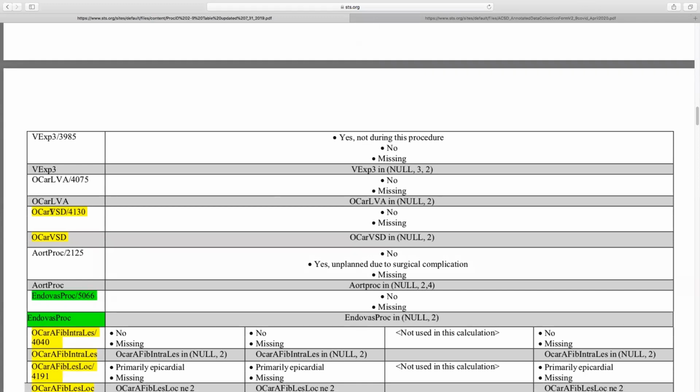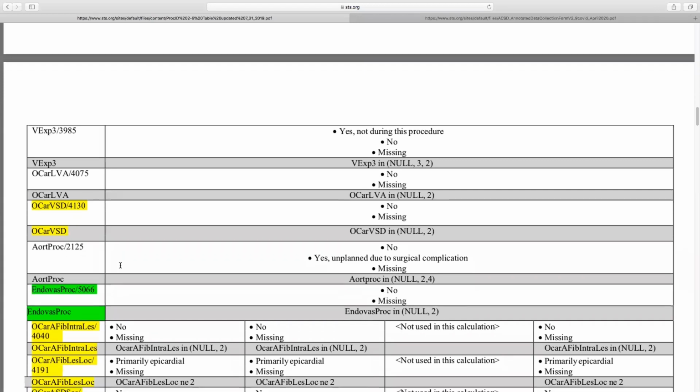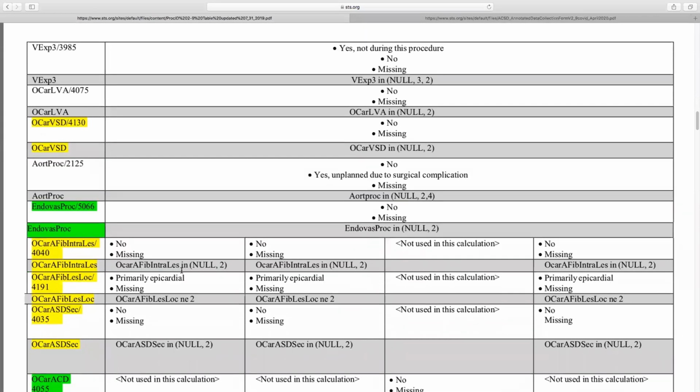Same thing with other cardiac VSDs and then aortic proc. So you did an AVR and you did an aorta procedure. If you chose no, or you did a CAB and aorta procedure, you chose no, or it was unplanned due to surgical complication, it will keep it in the isolated column. If it was a planned aorta proc, a procedure on the aorta, it will move it over into the other column, so it will not be analyzed.